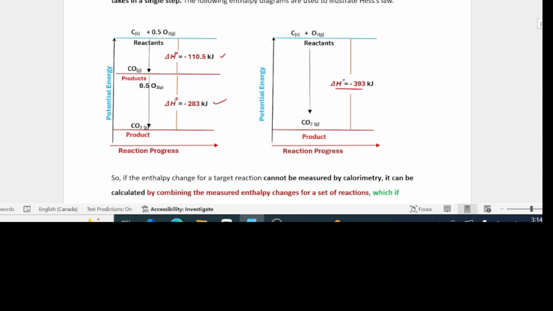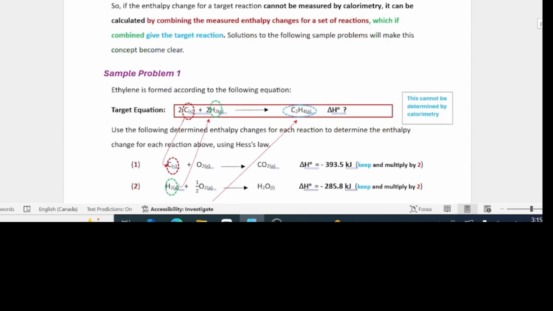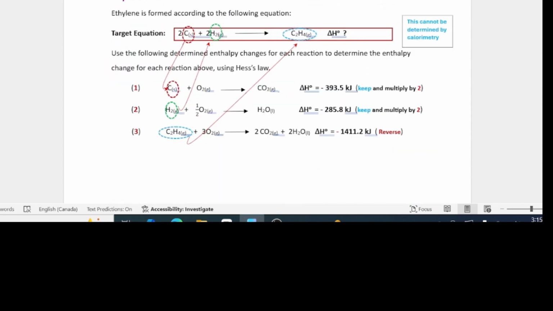So that summarizes Hess's law. Let us see now how Hess's law can enable us to calculate the standard enthalpy change for a few reactions that cannot be calculated using calorimetry. So the one that we're looking at is carbon reacting with hydrogen to give you ethylene or ethene gas. And we want to find out the standard enthalpy change for that.